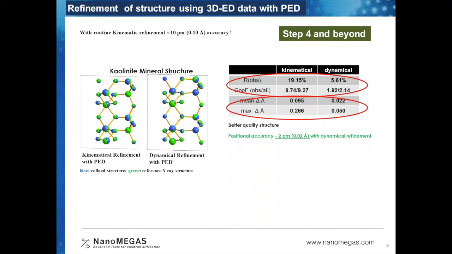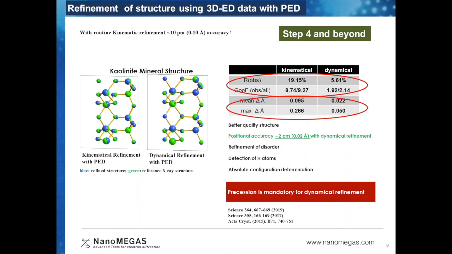There are many more things one can do with dynamical refinement. One can refine the disorder in the material, one can detect hydrogen atoms, or one can determine the absolute configuration of a structure. I'm not going into the details, but one thing you need to keep in mind is that precession is mandatory for doing any type of stable refinement process. All these works have been published by the authors in different journals, and some of the most important ones I have mentioned here.